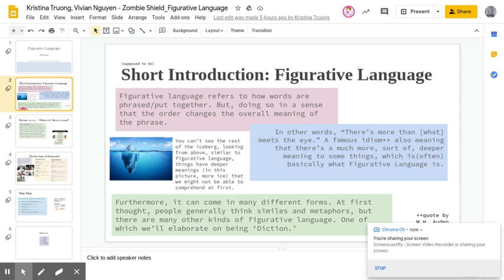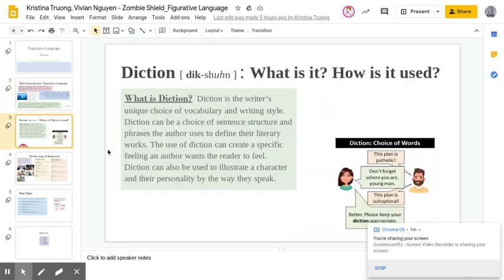Furthermore, it can come in many different forms. At first thought, people will generally think similes and metaphors to represent figurative language, but there are many other kinds of it. One of which we'll elaborate on is diction. Diction. What is it and how is it used?